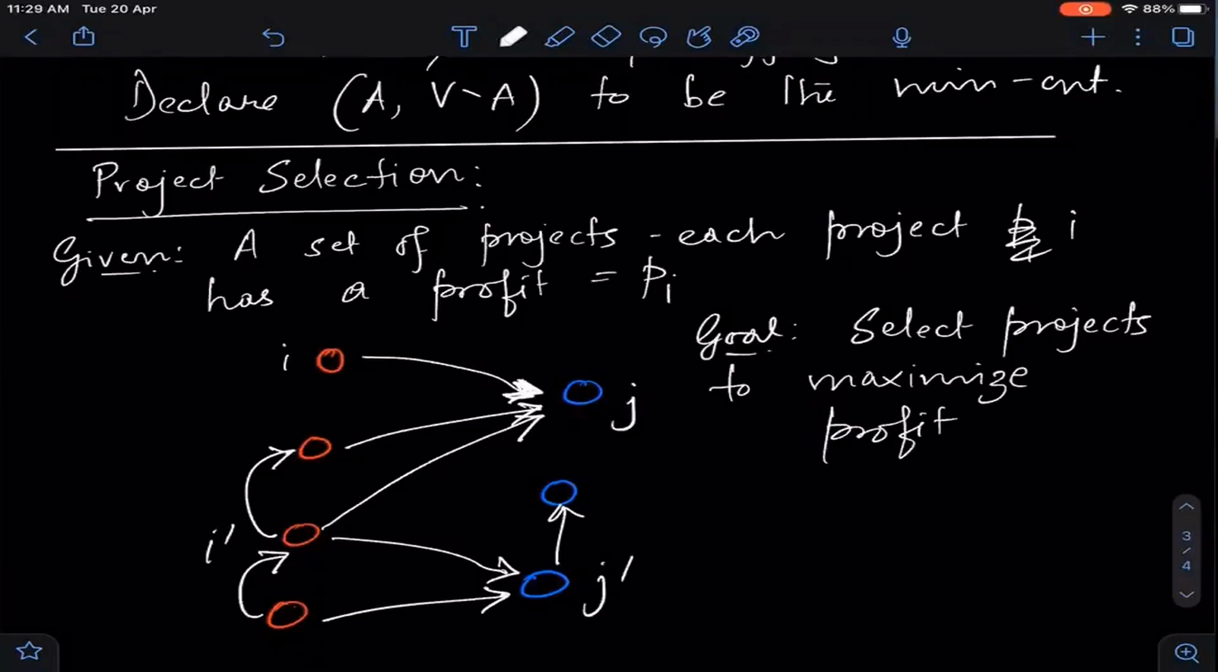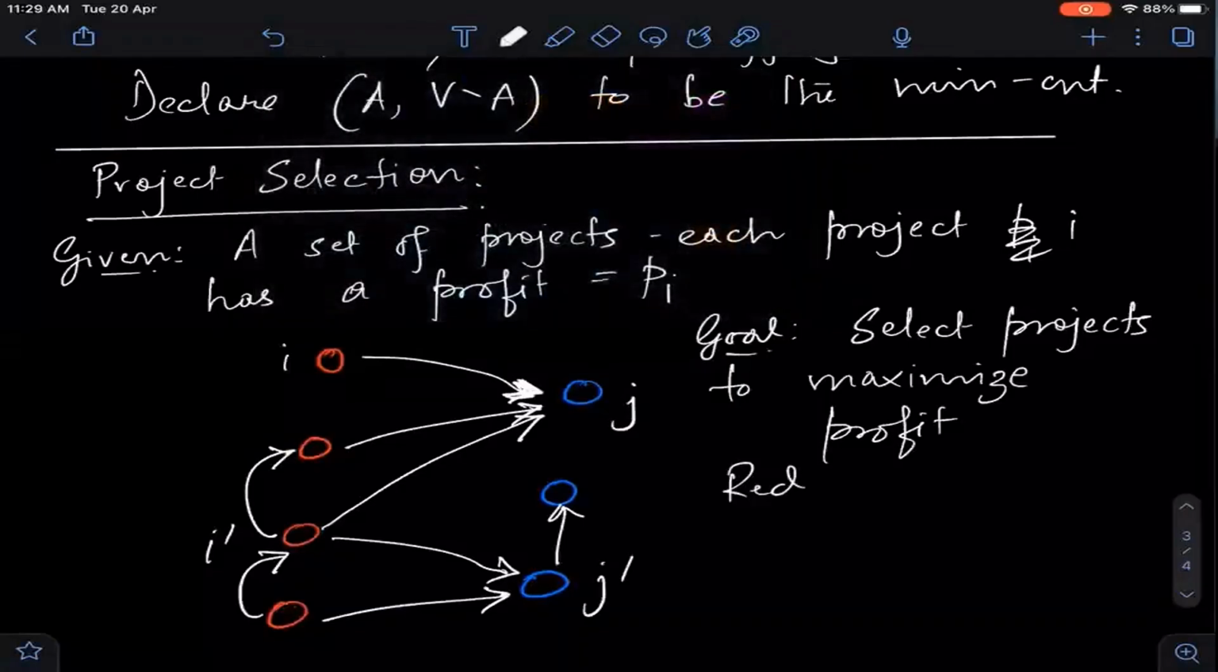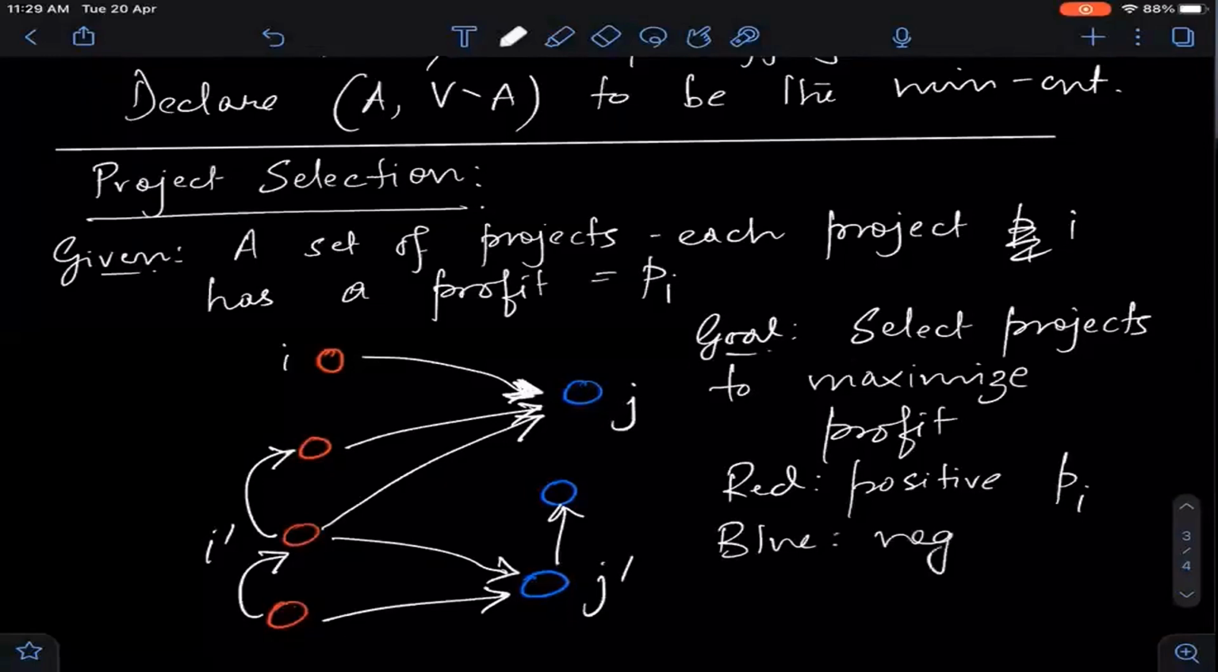And the twist is as follows: the profits are not all positive. The red ones have positive profit, positive p_i, and the blue ones have negative p_i. Okay, now is the problem formulation clear to everyone?